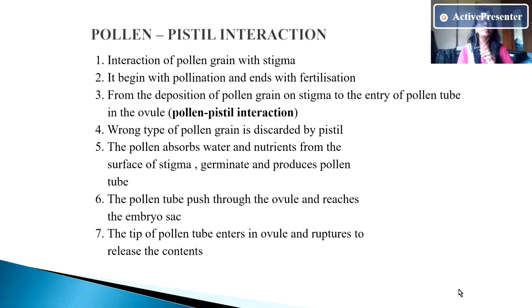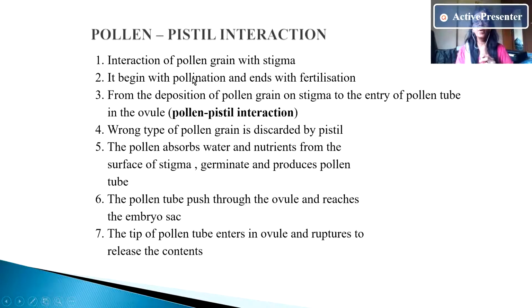Hi dear friends, in the last videos we studied male gamete formation, female gamete formation, pollination and how the pollen grains stick on the stigma. So that is pollen pistil interaction. The next topic is pollen pistil interaction: the interaction of pollen grain with the stigma.